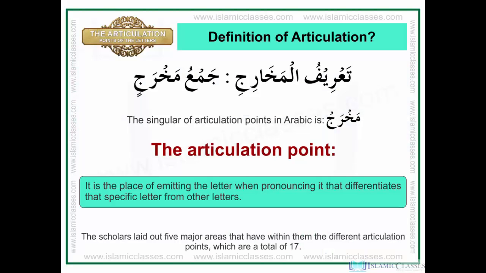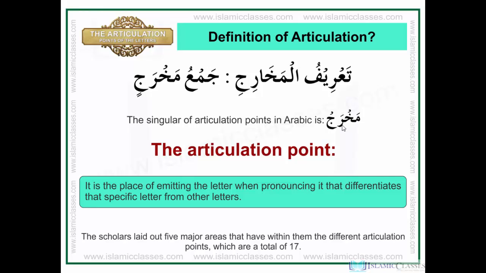Definition of articulation. The articulation definition is written here. It is the place of emitting the letter when pronouncing it that differentiates that specific letter from other letters. That means this is the place from which we deliver the sound of Arabic letters. That place in Arabic we call makhraj. The singular of articulation points in Arabic is called makhraj, and makhraj is the place from which we deliver the Arabic letter sound.